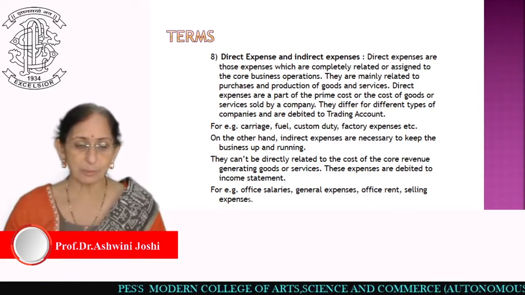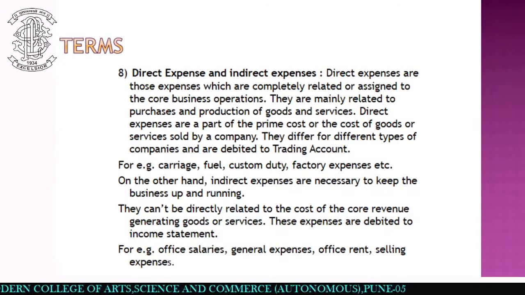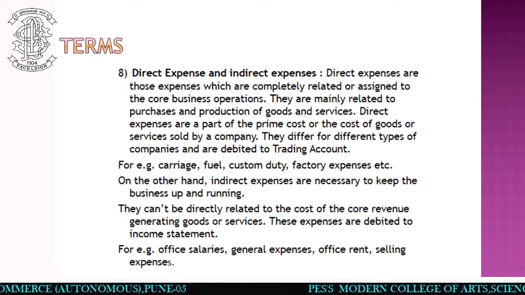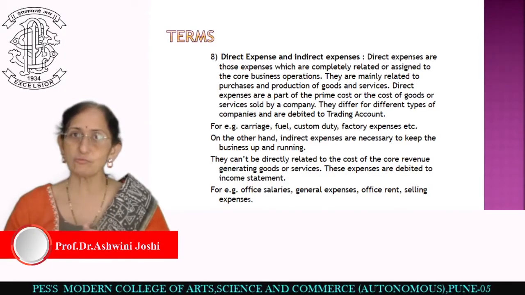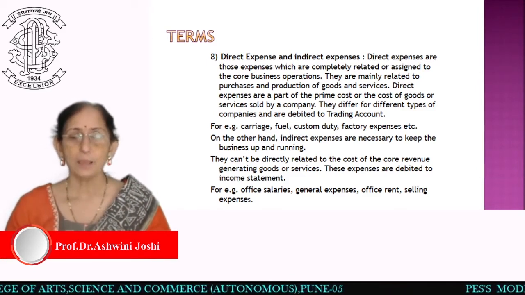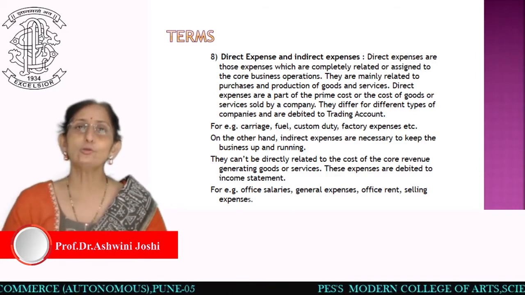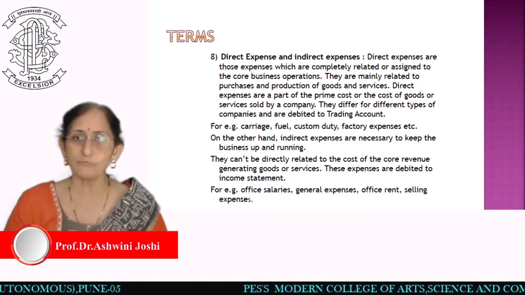So you can take the example, say carriage inward, fuel, custom duty, factory expenses. Whatever expenditure you incur for actual production, for actual manufacturing, they all will be covered as direct expenses. Parallel to this, another term is what? Indirect expenses. As the name suggests, these are indirect. Means what? They are not directly related with the production of goods and services. But just production of goods is not sufficient. You have to sell it in the market also. And to sell it in the market, you have to maintain one office.